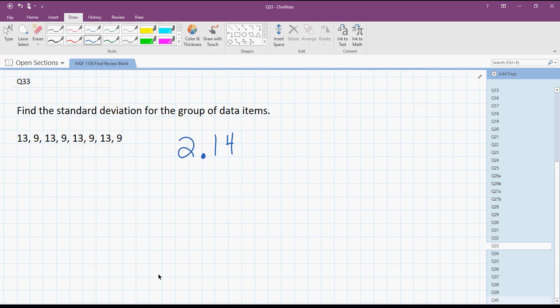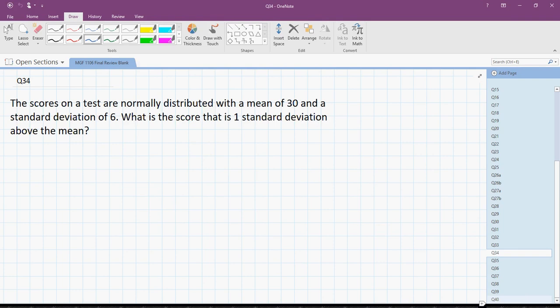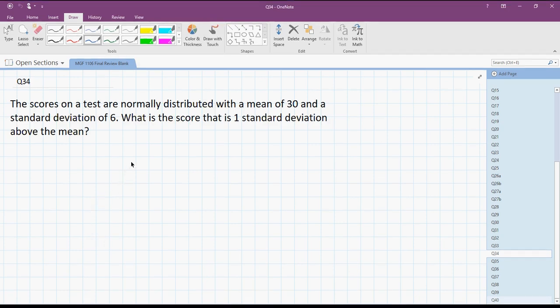All right, rounding this out. Almost done. So it says the scores on a test are normally distributed with a mean of 30 and a standard deviation of 6. What is the score that is one standard deviation above the mean? So remember when we talked about this, I gave you a little formula in class. You're going to take your mean and you will either add or subtract whatever number they want times your standard deviation.